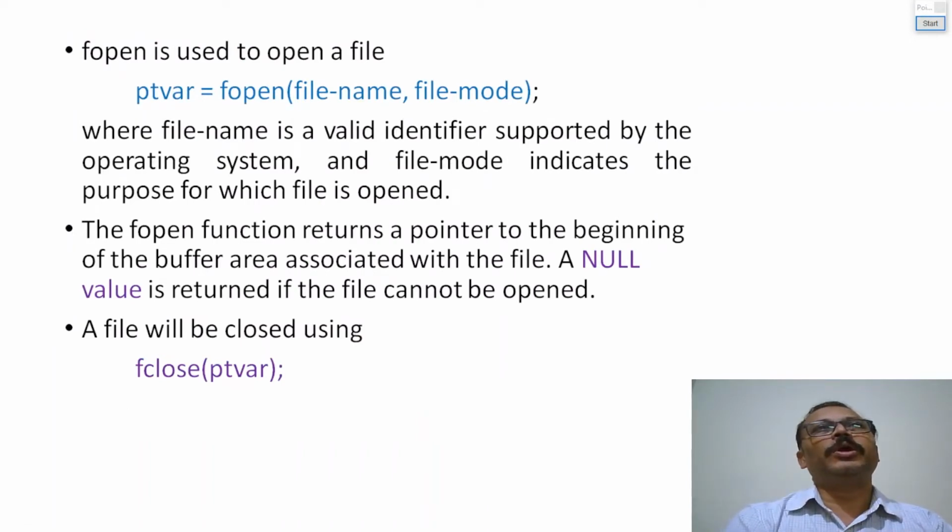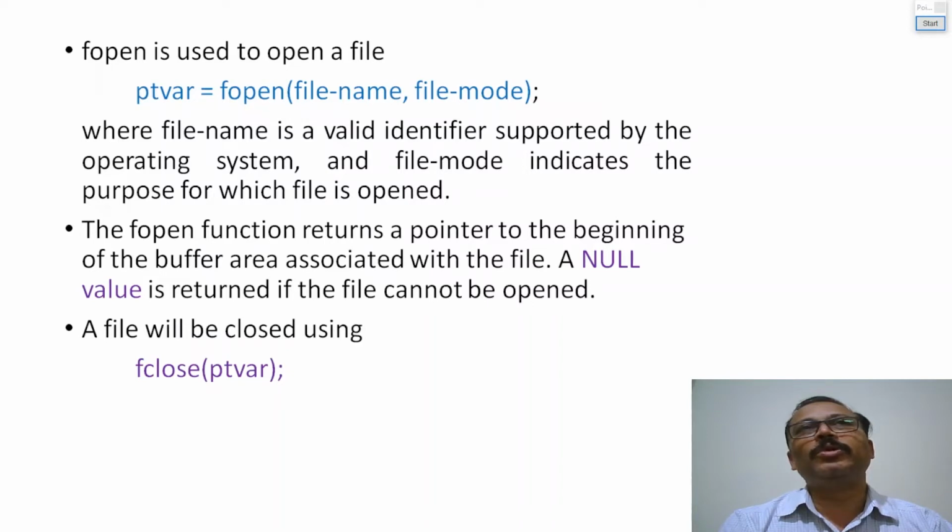So here is how you have to use fopen. fopen is used to open a file. In simple terms, it is ptvar equals fopen, file name, file mode. The file name is a valid identifier, similar to a variable or function name, supported by the operating system. And the file mode indicates the purpose for which the file is opened. We discussed that we can read the content from the file, write the content, update the content, and also delete. So based on it, different modes are defined.